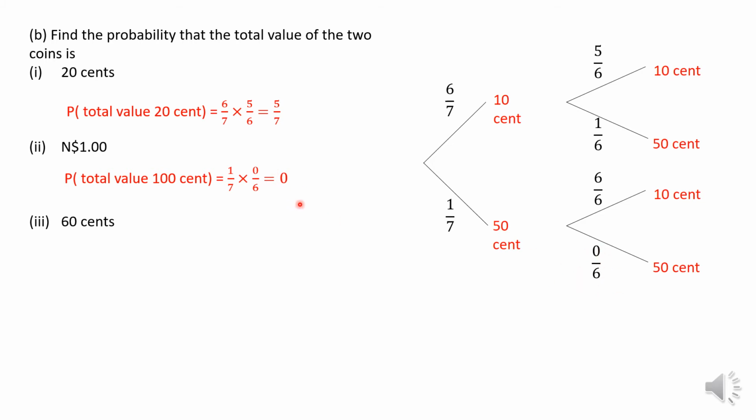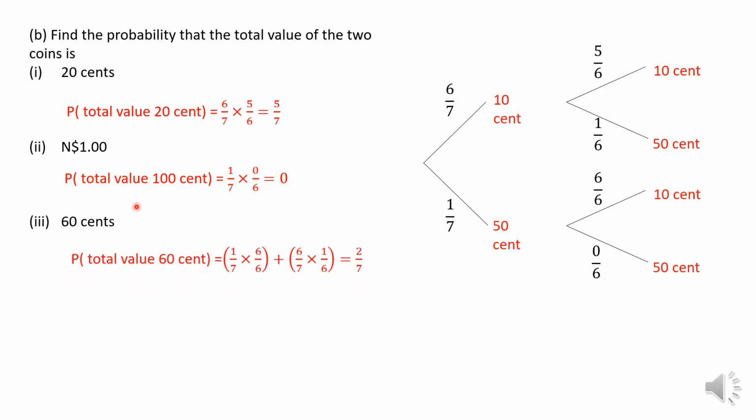Okay, so those 2 coins cannot give you $1 there, all right, total value of 100 cents. Okay, then, because remember, we're talking here about 2 coins. So how do you then have 2 coins that give you $1, when there is only 1 coin that is a 50 cent? So 1 coin out of that cannot give you, the other one is 0. So 1 over 7 times 0 over 6 gives you 0.